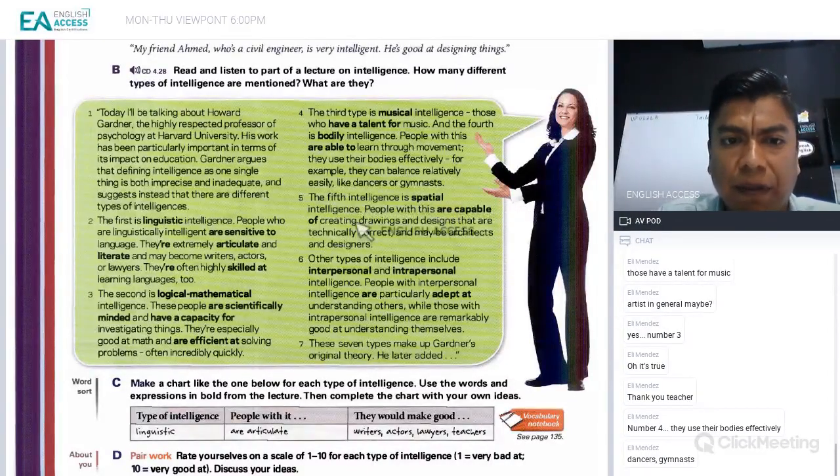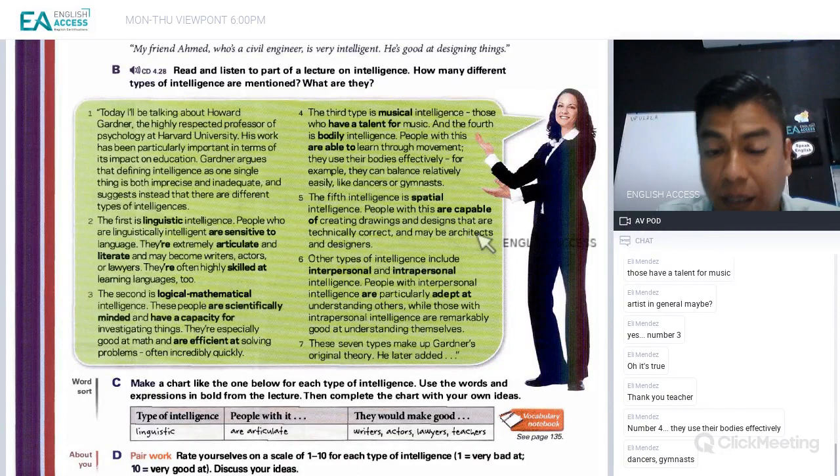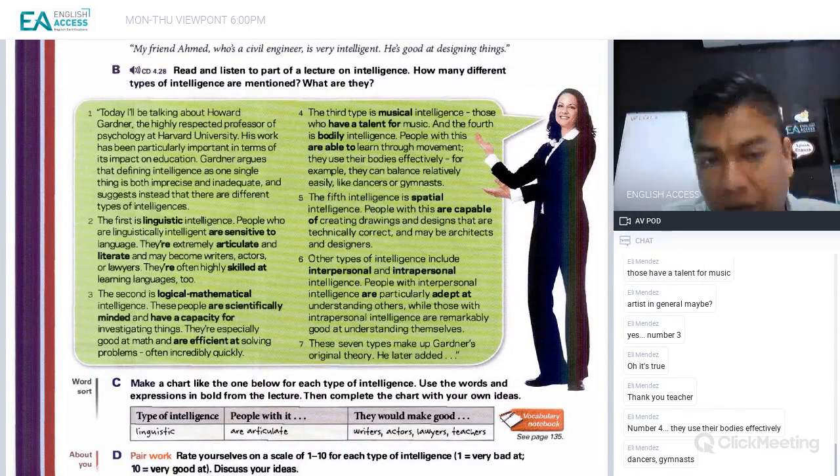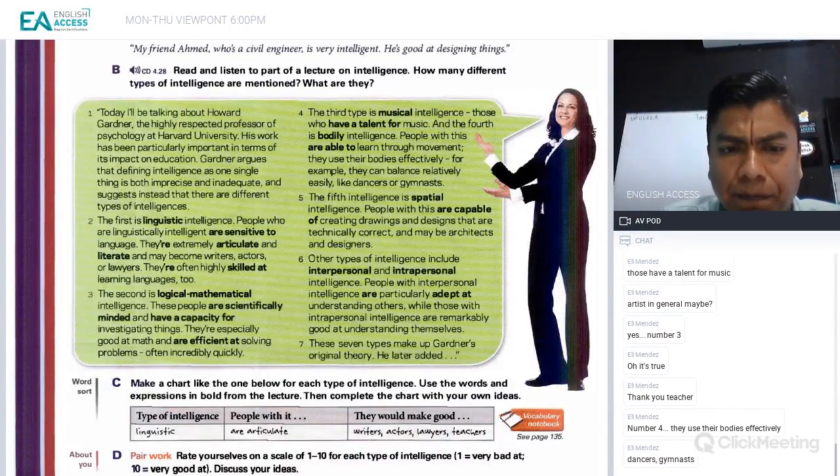Now let's go for the next one. The fifth, intelligence is spatial. People with it are capable of creating drawings and designs that are technically correct. They will make good architects and designers. Great. The next one on the list, interpersonal. Interpersonal, people with it are particularly adept at understanding others. They will make good politicians. They will make good teachers. They will make good instructors of any type, motivators.